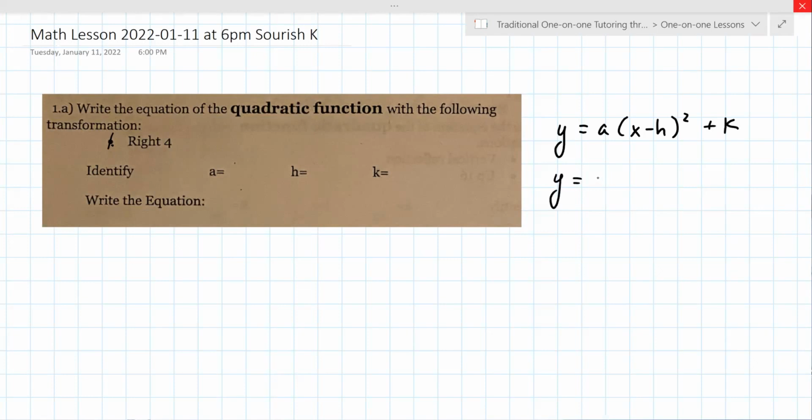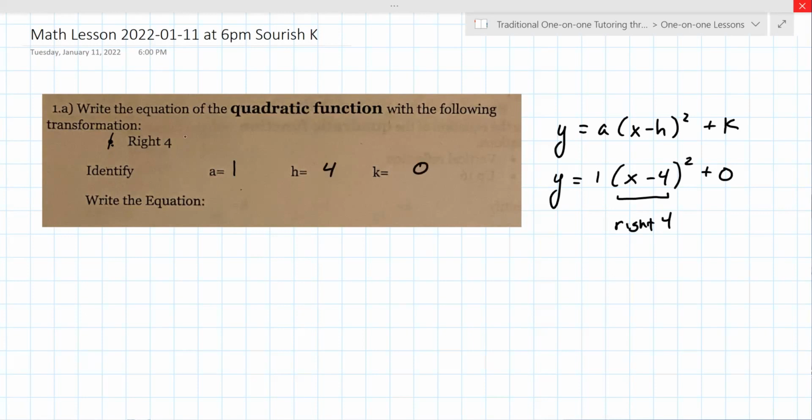So we're going to graph this function, 1 times (x minus 4) squared plus 0. If we were to graph this, it would have a right 4 transformation. So this right here means right 4, the way it's written here. Do you remember that from class? Was that covered? Okay, so we'll just cut to it here. A is 1, H is 4, and K is 0.